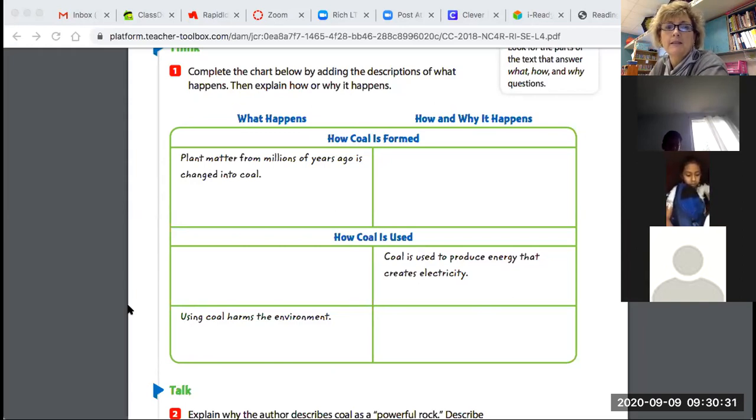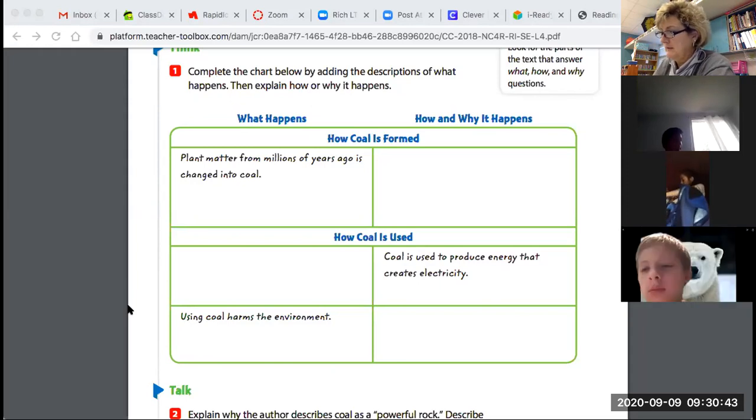It says that in the story, plant matter from millions of years ago is changed into coal. So the next thing we want to do, at the top it says how and why it happens. So how is plant matter changed into coal? Through heat and pressure. Machines? No, the machine does not change it into coal. What did we say changed it into coal? Look back in your story.